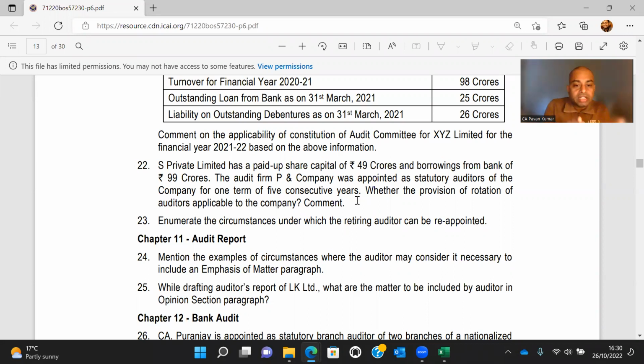So question number 1, whether the appointment of the auditor is valid? Yes. Now let us come to this question, whether provisions of rotation of auditors applicable to the company. Here there is a trap. How dangerous ICAI is. You know, ICAI all the time will stand beside you like Kattappa. In the exam hall, Kattappa himself will kill Bahubali.